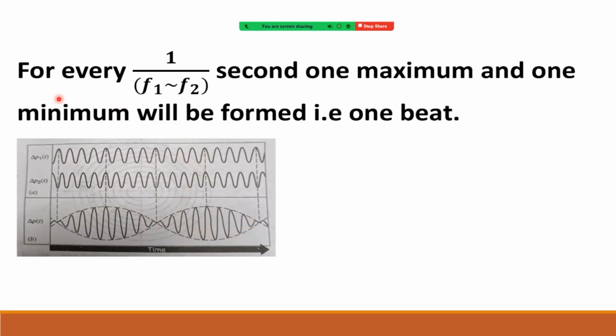You can see here, for every 1 by (f1 minus f2) seconds, one maximum and one minimum will be formed. In the discussion part, I took f1 as 10 and f2 as 6, so we got beat frequency 4, right? That means hearing 4 maxima and 4 minima. That is what is given here: every 1 by (f1 minus f2) seconds, one maximum and one minimum, and one maximum and one minimum is called one beat.